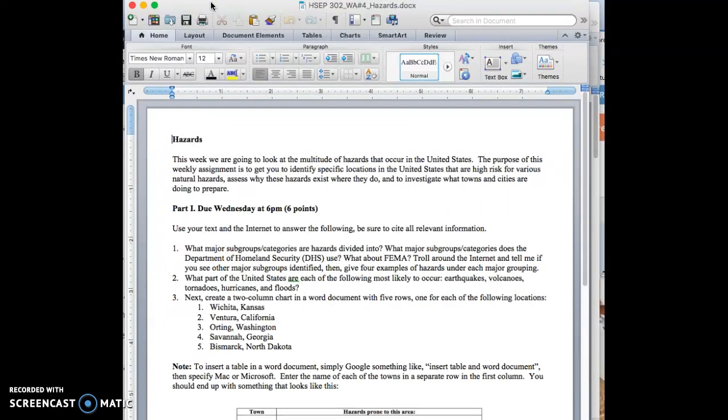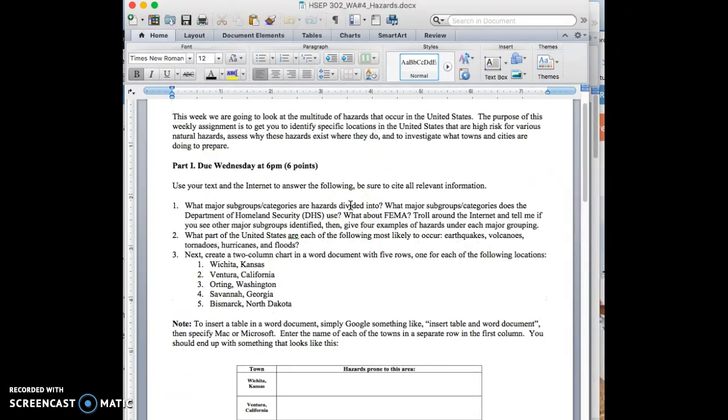Okay, hazards. So, first part of this, again, due Wednesday at 6 p.m. We're going to look at all the hazards that occur in the United States, and I know from the East Coast, the heat and the tornadoes sometimes, and very rarely the earthquakes, although we did have one several years back. But being on the West Coast, I've been evacuated twice for fires now. I've been in situations where we were watching the Twitter feed to see if other people were making it out okay.